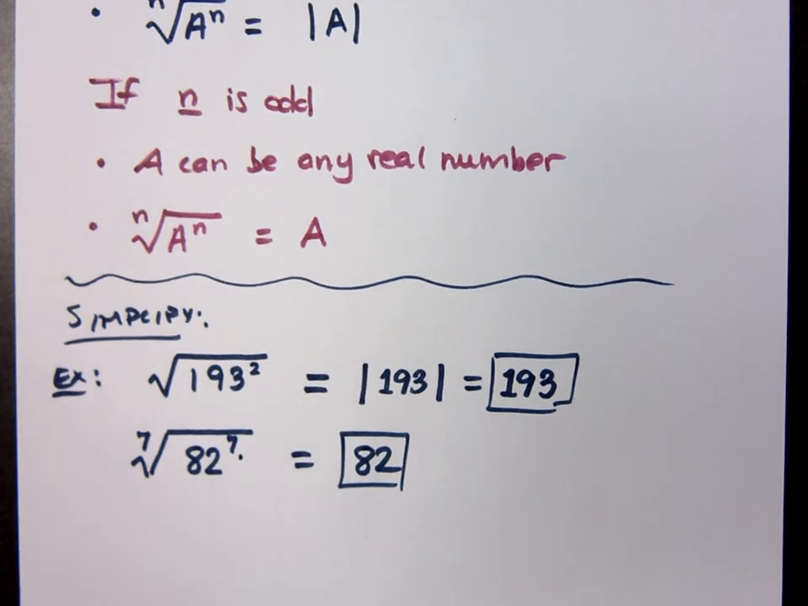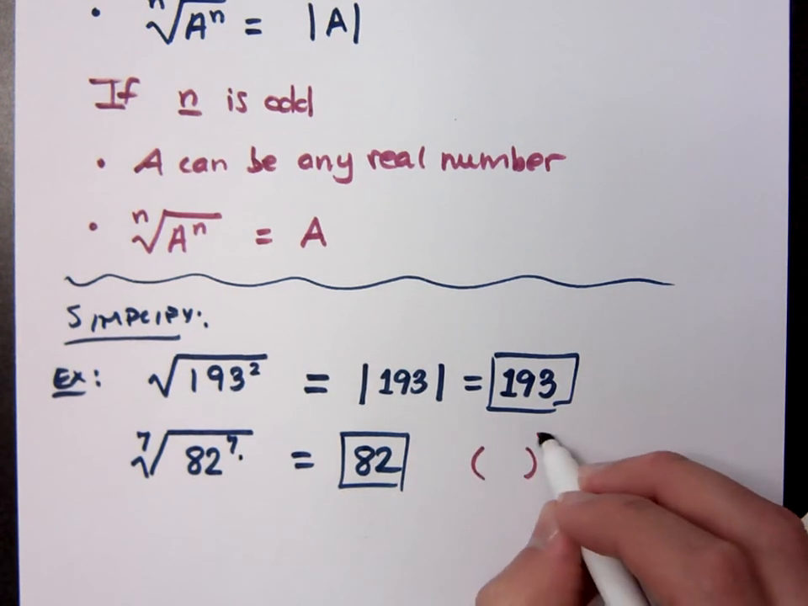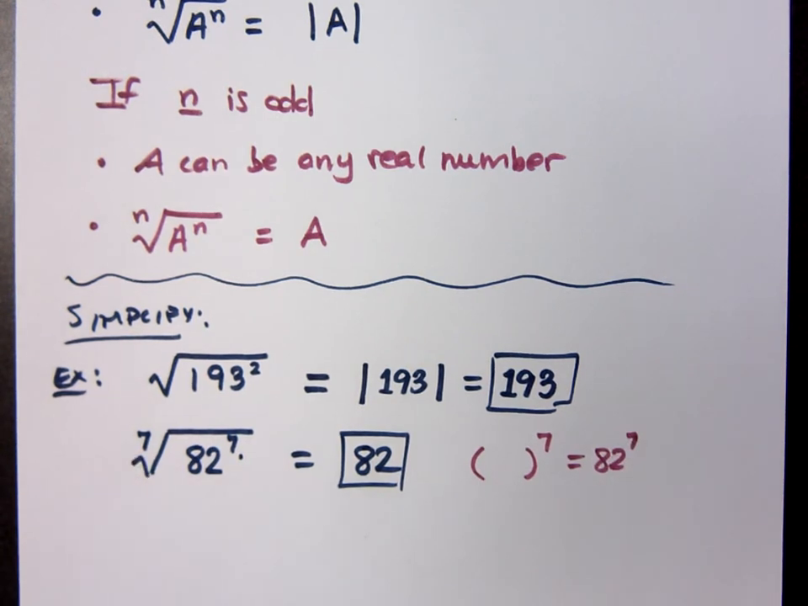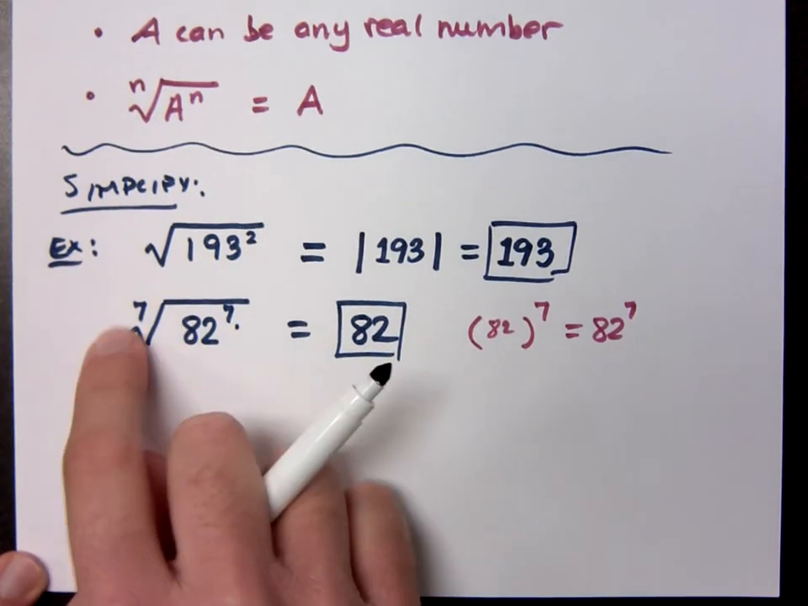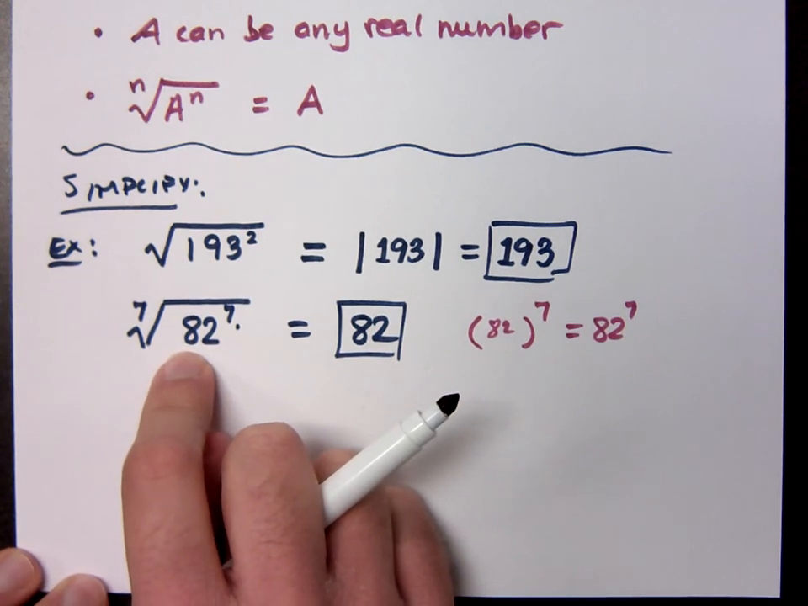So what you're actually answering here is, what to the 7th power is equal to 82 to the 7th power? So you know the answer here is 82, right? If you see something like this, and these are the same, you don't actually work out 82 to the 7th power, because it's going to be a waste of time.